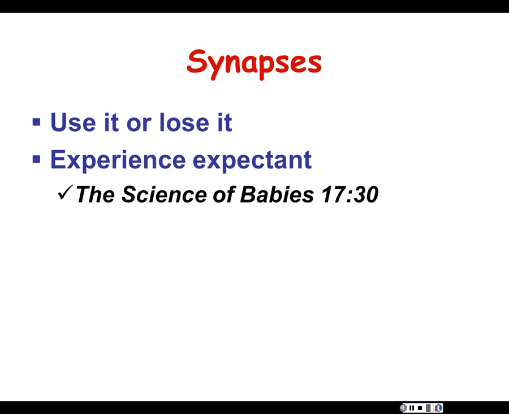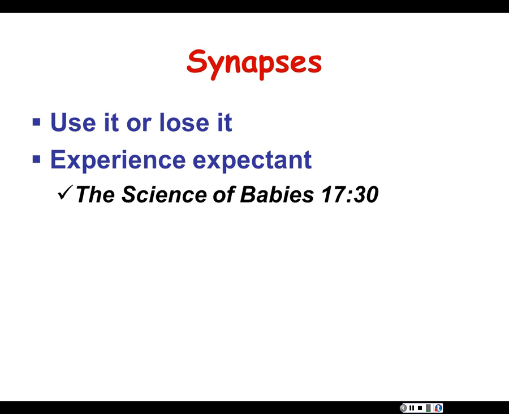Okay? So we also call this experience expectant. Some things your brain is just pre-wired to expect to develop. We will develop language. It depends on what language we're exposed to to determine which one develops. Right? What accent the child develops depends on what they're exposed to. But developing language is experience expectant as opposed to experience dependent.